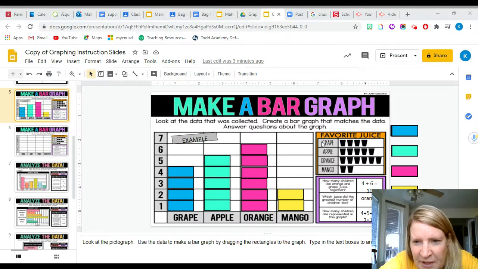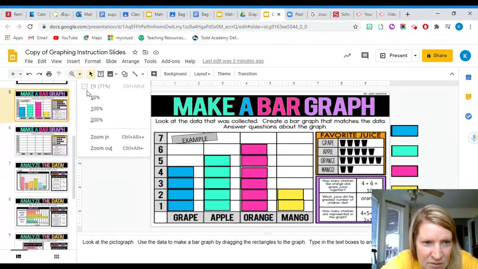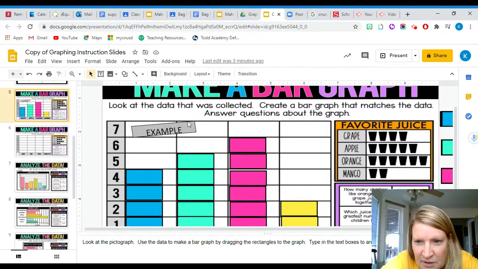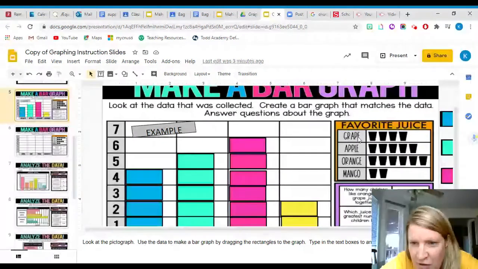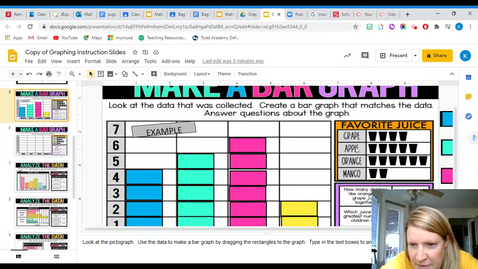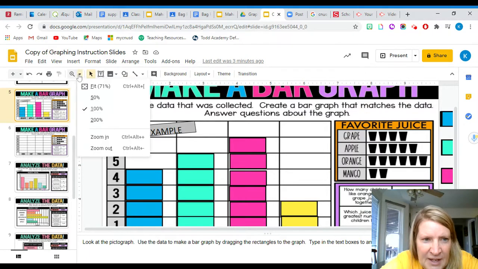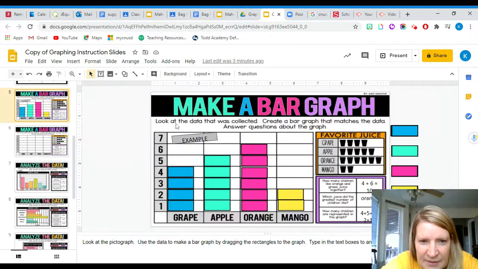So look over here and you see what we call a data table. This is where we have all our information about the graph. Let me see, I'm going to try to make it a little bigger without getting it out of my window. So here's all our information. You can see grape juice, apple juice, orange juice, and mango juice. And these are all the favorite juices of the children. Data had to be collected by asking the kids what they liked.